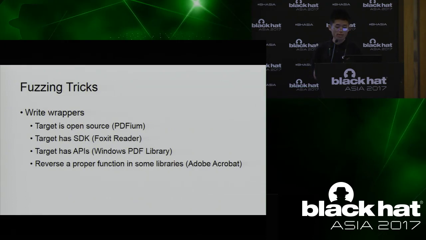So when can we write wrappers? If the product meets one of the following requirements, we can write wrappers easily. Firstly, the target is open source, such as PDF IOM. Secondly, the target has an SDK, such as Foxit Reader. But it should be noted that here the Foxit Reader's SDK seems always outdated. Thirdly, the target has APIs such as the Windows PDF library, and we'll talk about it later.